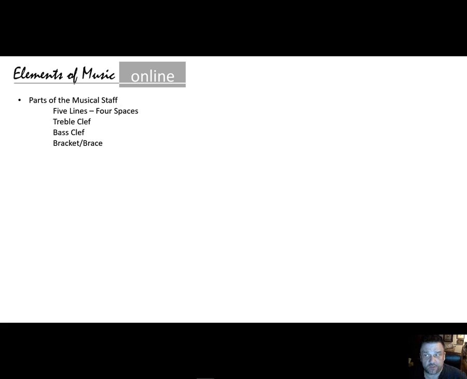Today's lesson is going to be on the musical staff and the parts of the musical staff. So let's learn about those. First of all, there's 5 lines and 4 spaces. We're going to learn about something called the treble clef, the bass clef, and then we're going to learn about something called the bracket and the brace, and you'll see why. And then we're going to learn about something known as the musical alphabet.